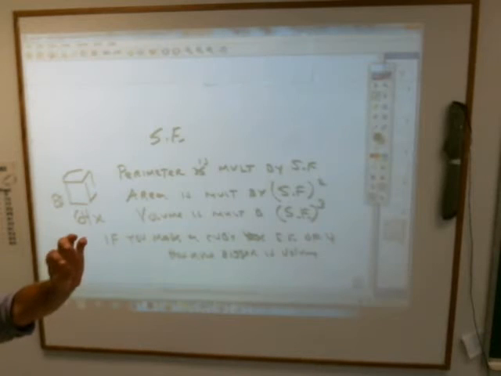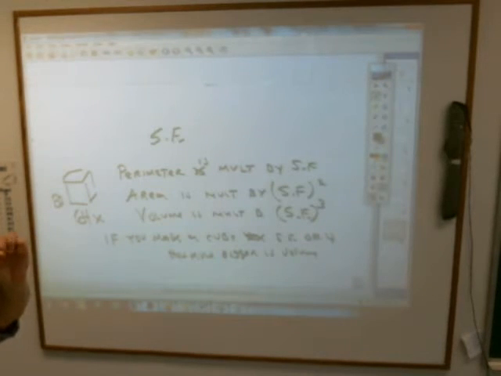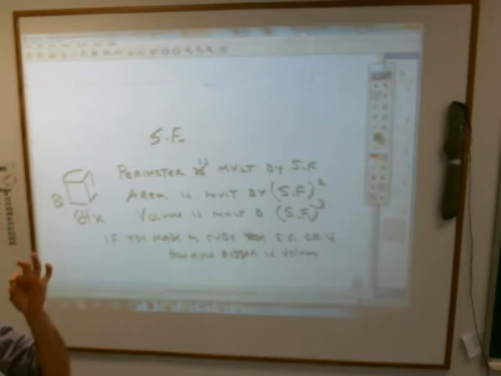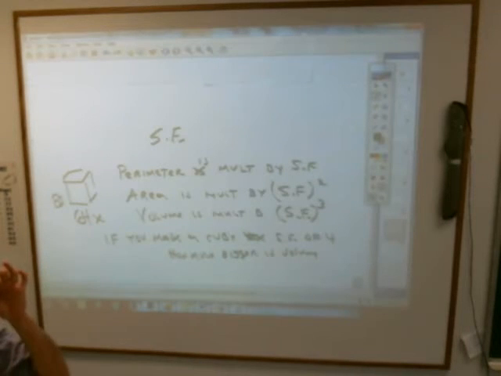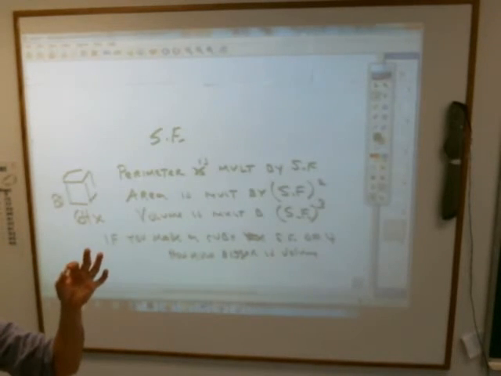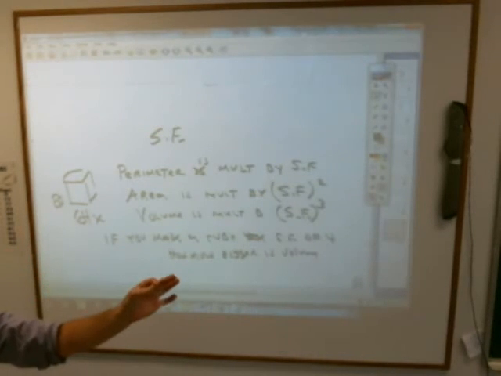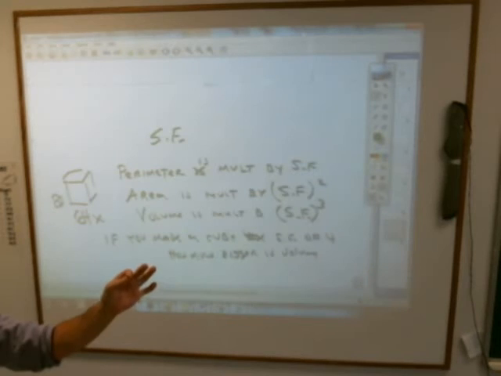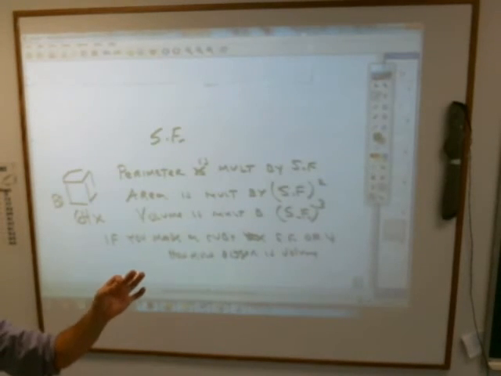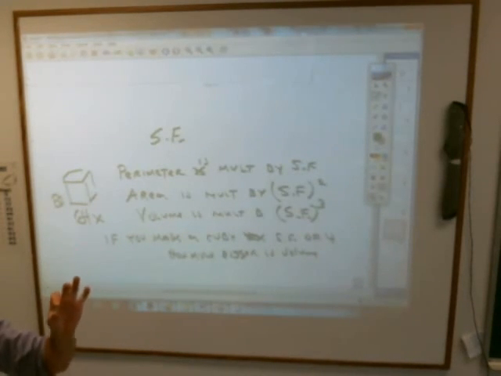Here's my starting cube, which is 1 centimeter by 1 centimeter by 1 centimeter. Here's my finishing cube, where the dimension is multiplied by what? This cube is 10 centimeters on the side. So what's my scale factor? 10. How much bigger is the volume of this than the volume of that? Well, what is the scale factor cubed? 10 times 10 times 10 is 1,000. There are 1,000 of these bad boys.